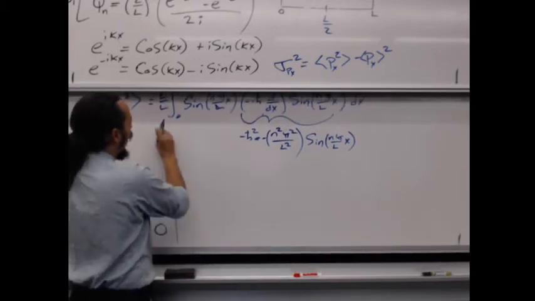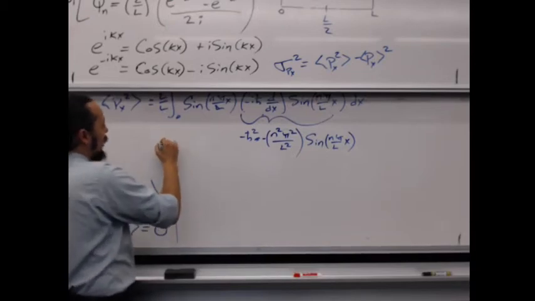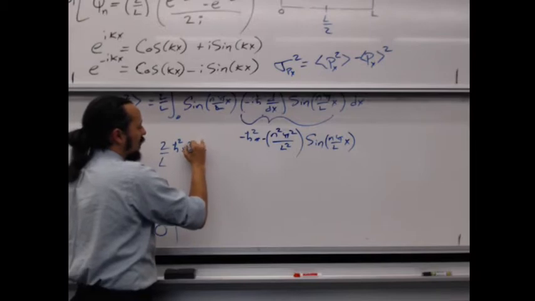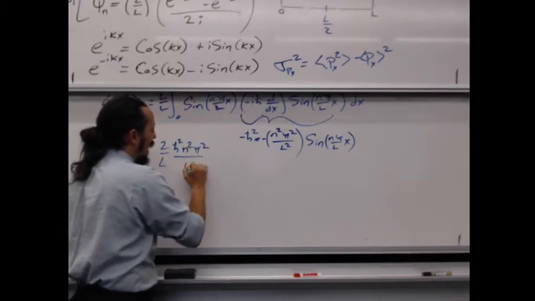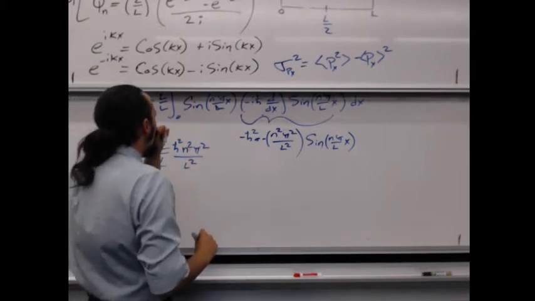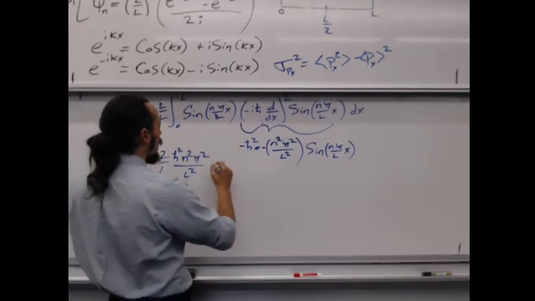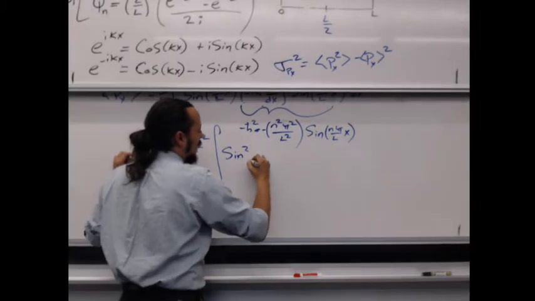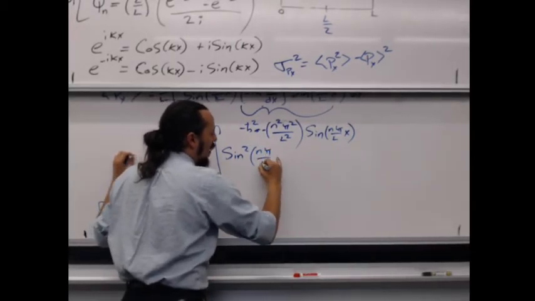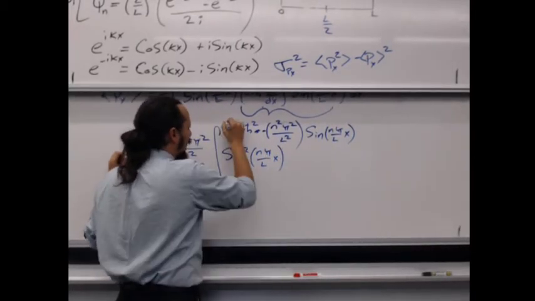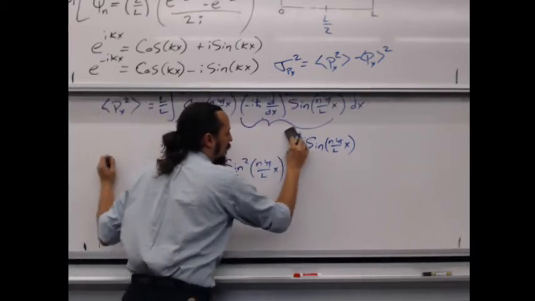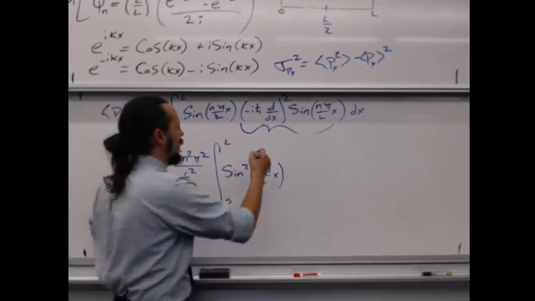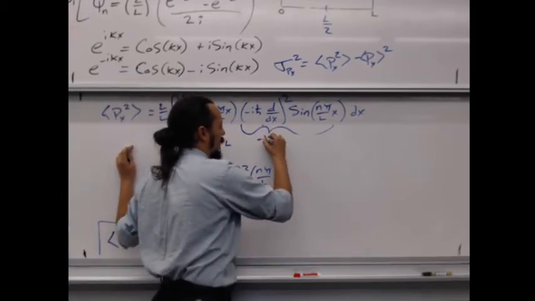So I'm going to bring out all of my constants. I'm going to have a 2 over L h bar squared n squared pi squared over L squared times the integral of sine squared n pi over L x from 0 to L. Give myself a little bit more space. Oh, did I erase too fast?